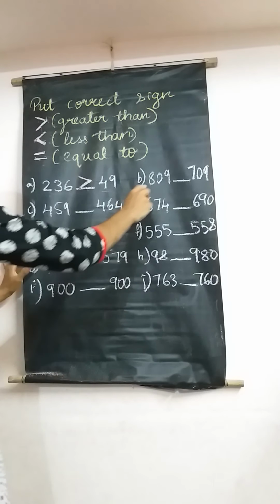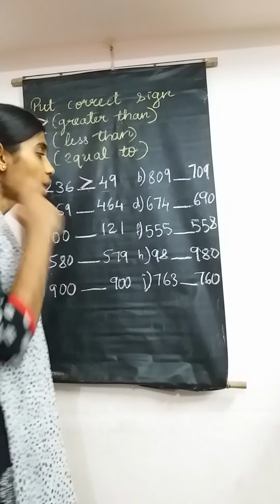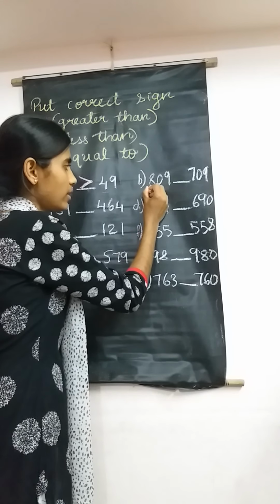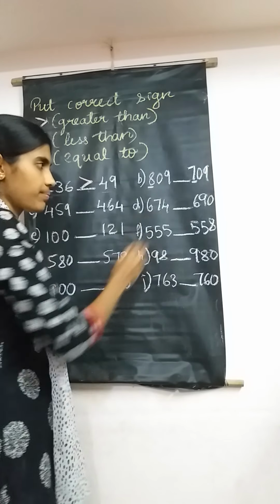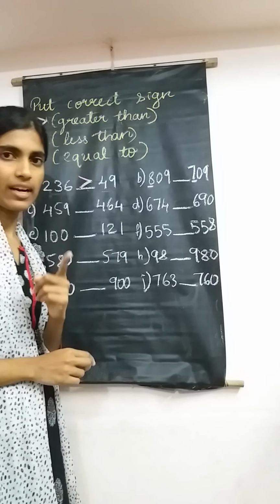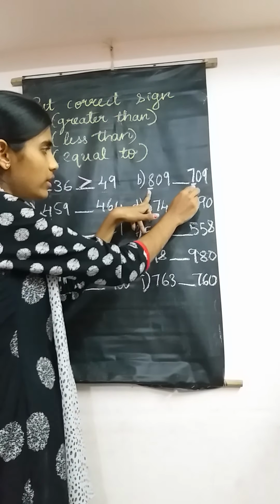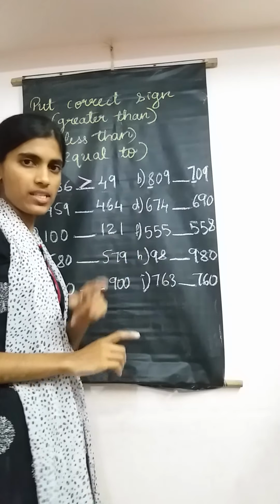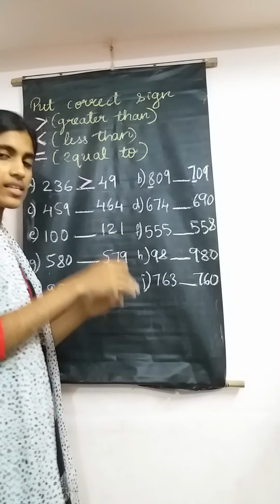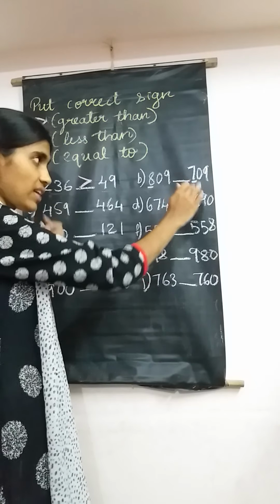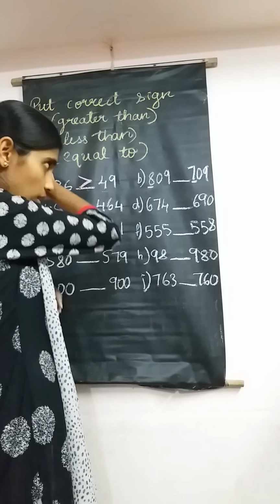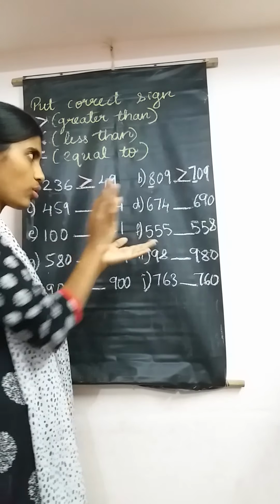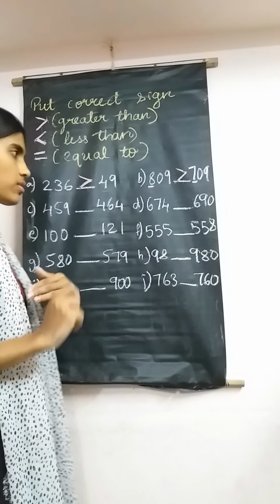Let us move here. Here 3 digits, here also 3 digits. Now what should we do? Let us start comparing the places. Let us start from the hundreds place. 8 and 7. Okay, you should start comparing from the hundreds place. Now compare 8 and 7. Which number is big? 8 is big. So we can say 809 is the greater number and 709 is the smaller number. So let us put here the greater sign. 809 is greater, so the mouth is open. 709 is smaller, so the mouth is closed.